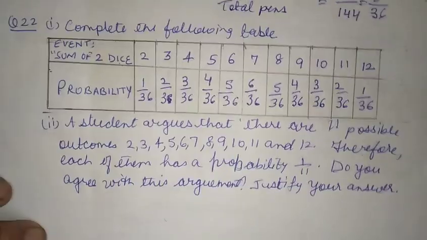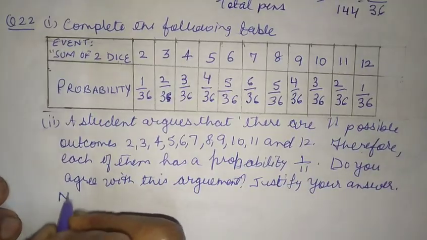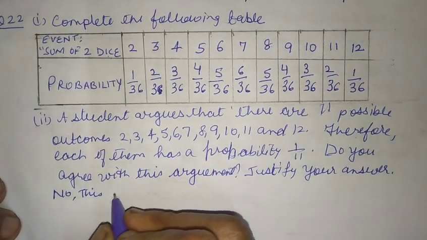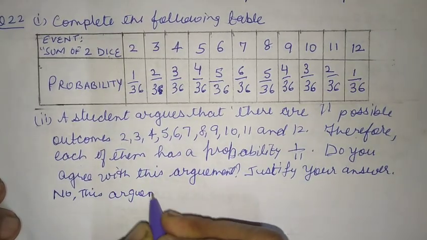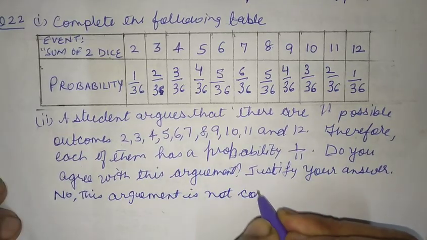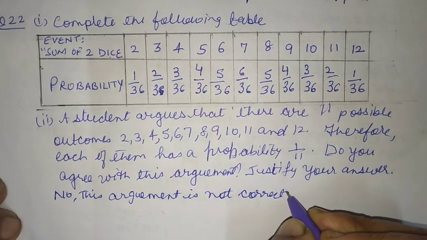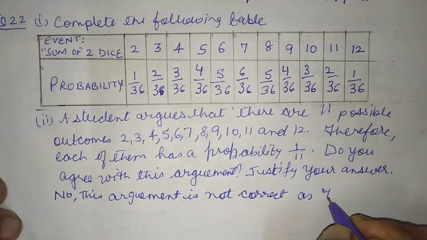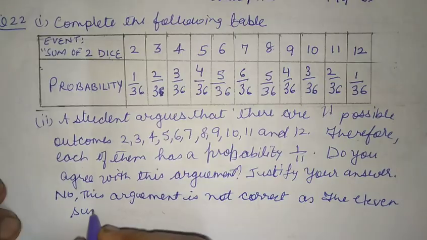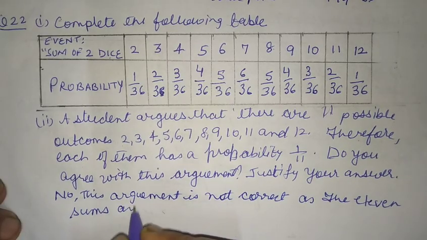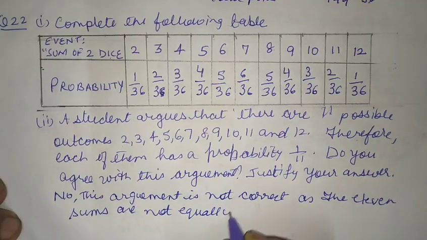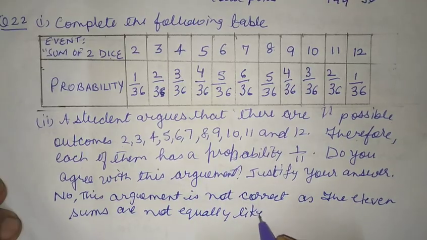So we write down, no, this argument is not correct. Why is it not correct? As the 11 sums are not equally likely.